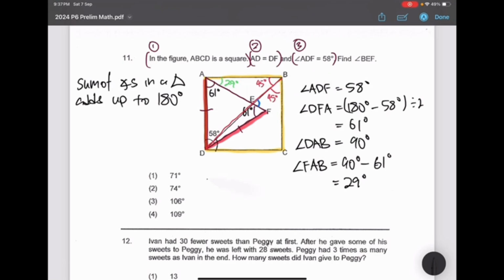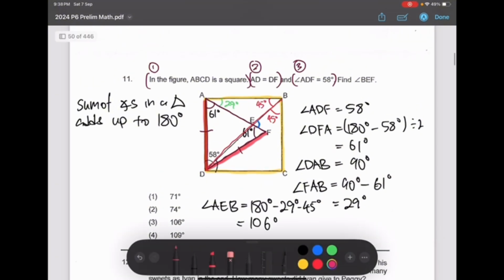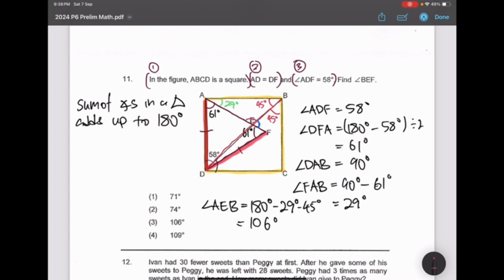From here, what can I do? I can find angle AEB by taking 180 degrees, subtracting away 29 degrees and 45 degrees. And that would simply give me 106 degrees. Using another color to show my 106 degrees, this will be my 106 degrees.